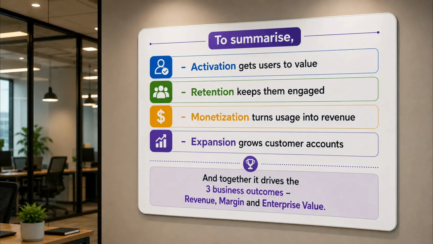To summarize, activation is about getting users to their first aha moment. Retention is to keep them engaged. Monetization is to turn their value into revenue. And expansion is growing the customer accounts. Together, they drive revenue, margin, and enterprise value, the three pillars that the product board cares about.